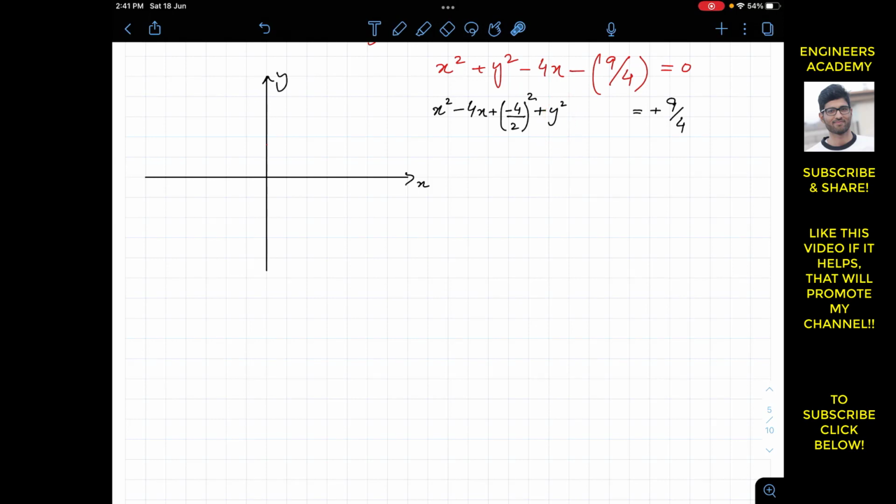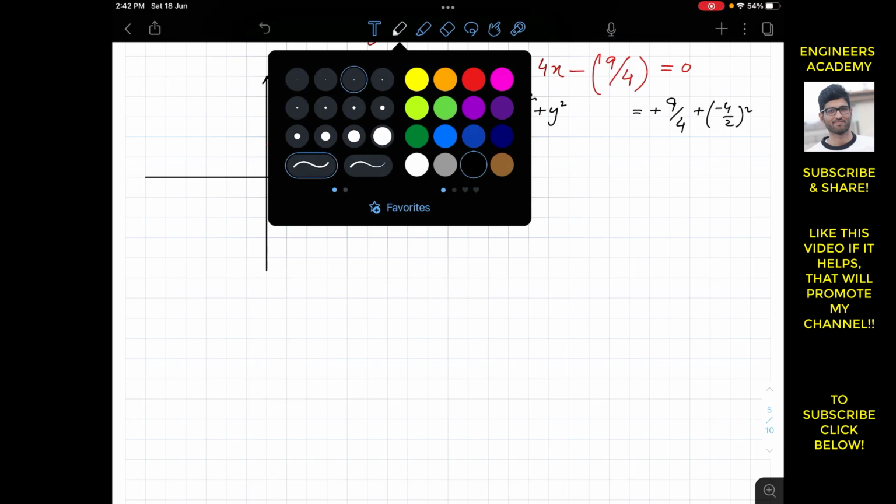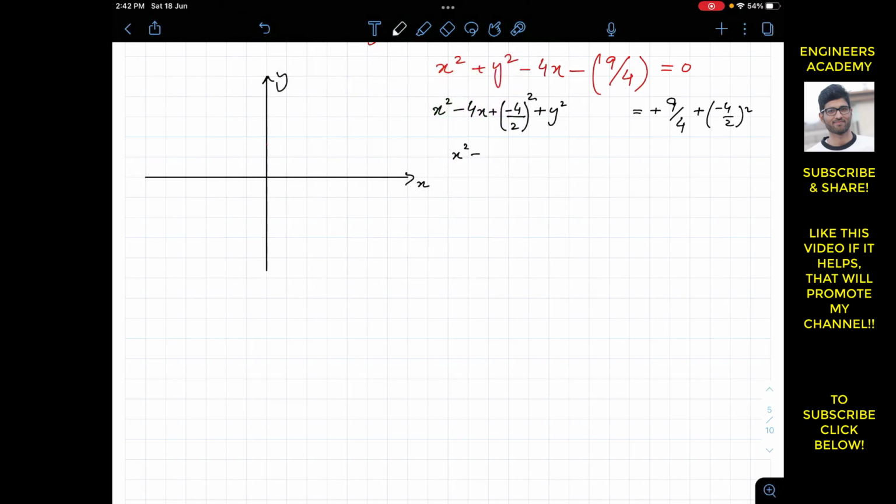Since we have only a y square term, if we add this constant on the left hand side, we need to add this constant on the right hand side as well. So we will write plus, that is minus 4 divided by 2 square. So minus 4 divided by 2 is minus 2, square, and minus 2 square is 4. So we can write that this is x square minus 4x plus 2 square, and this is y square, and this is 9 divided by 4 plus 2 square.